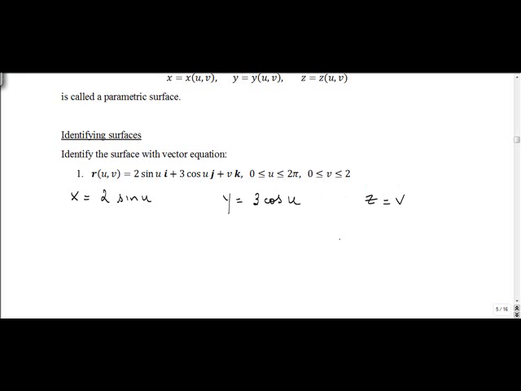Now, whenever you see sine and cosine in any parametric equation, you should think of the trigonometric identity sine squared plus cosine squared is 1. That is how you're going to find the surface. So I'm going to find sine u, which is x over 2, and cosine u, which is y over 3. We know that sine squared u plus cosine squared u is 1, which means that x squared over 4 plus y squared over 9 equals 1. Now, what type of equation is that? That's not a circle.